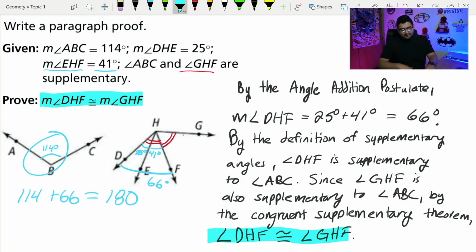There's actually a way for you to find the measurement of angle GHF. Okay, I won't tell you how, but there is another way to find that angle measurement, and then you can compare the two and say they're congruent because you know the measurement of both of them is technically 66 degrees. Okay, so that's another route you could have taken.